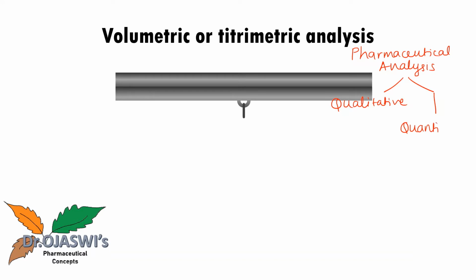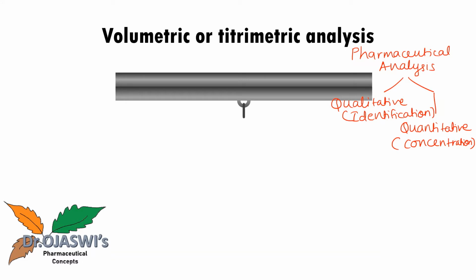Qualitative analysis mainly deals with the identification of an unknown substance, an unknown chemical compound. And suppose we identify that yes, the given sample is this particular compound, then how much of that compound is present, what is its concentration, that can be found out by various techniques or methods under quantitative analysis.